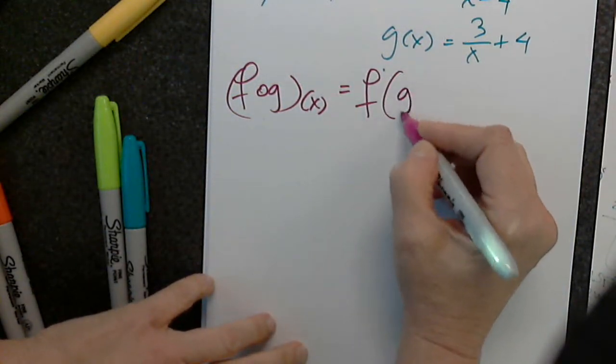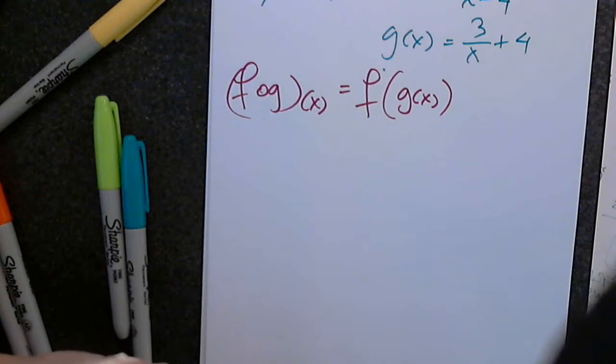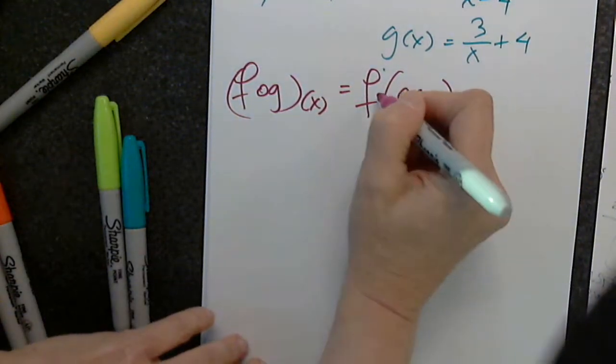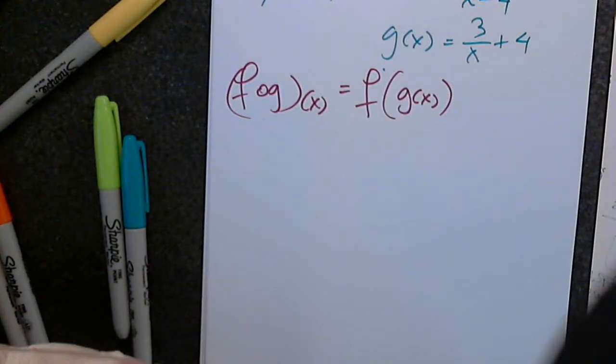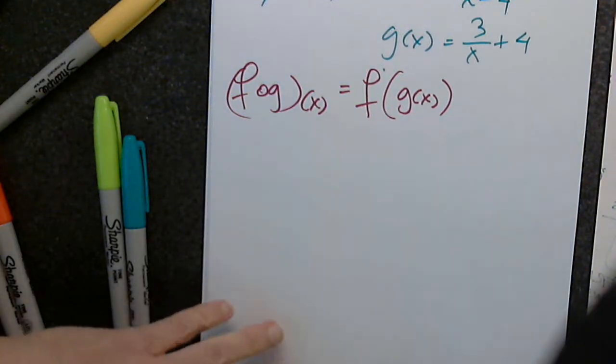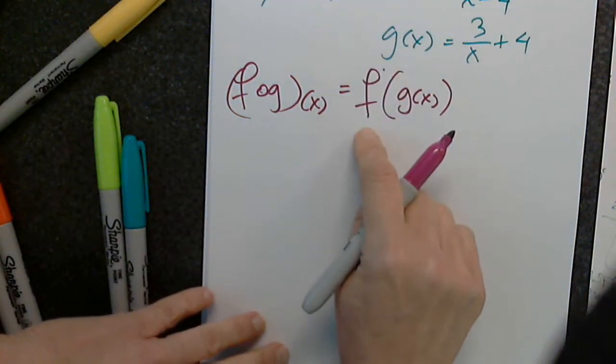Very good. F of g of x. Not to be understood as a product. This is not a product here. I'm not saying you said that, I'm just emphasizing. This is not a product. This is f of g of x.